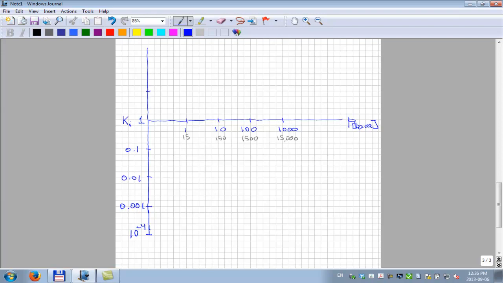And then we got 10, 100, and so forth. So it's a log scale. And processing conditions within our petroleum system generally range from 1 to 1,000 bar, in the extremes.